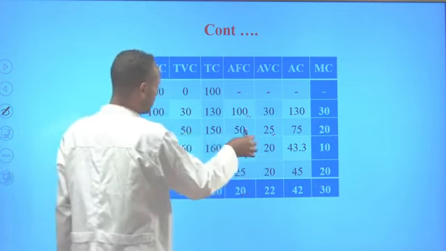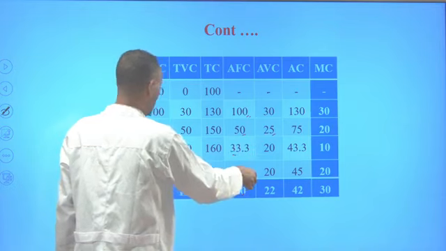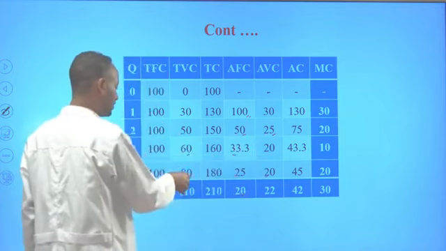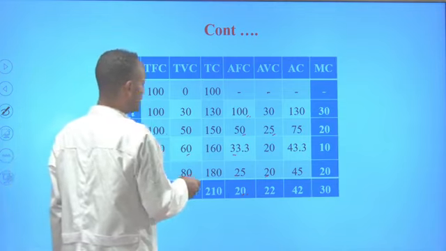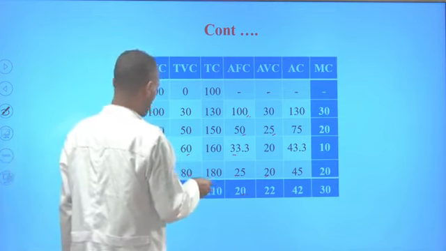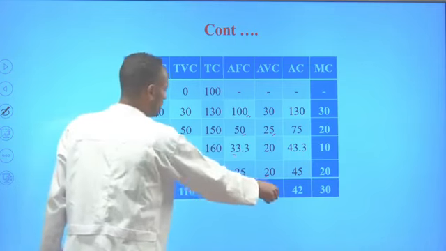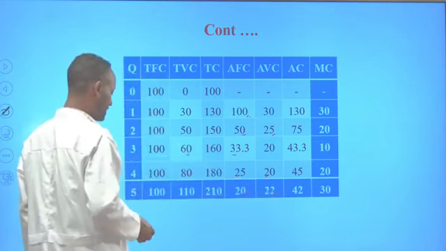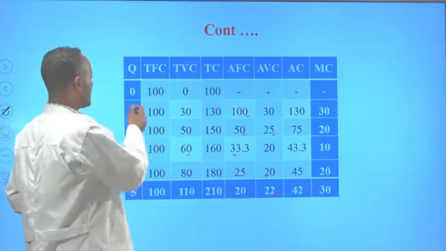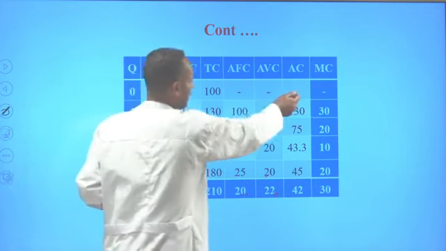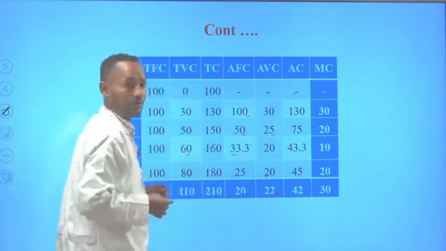The average variable cost of producing the fourth unit is 20 again. It is calculated by dividing 80 for 4. And finally, the average variable cost of producing 5 units is 22. It is calculated by dividing 110 for 5. The average cost of production is calculated by dividing total cost for the output produced and sold. The average cost of producing 0 units is undefined because the denominator is 0.